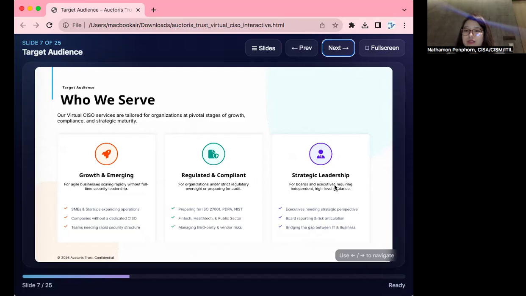The last one is strategic leadership. This is customized for boards and executives who require independent high-level guidance. This is for executives who need advice, strategic advice, from me before the board makes any investment or any decision that has an impact on business operations or company revenue. In terms of IT risk, I can provide advice before the company or the board makes a high-impact decision. So it's more about board reporting and risk articulation.